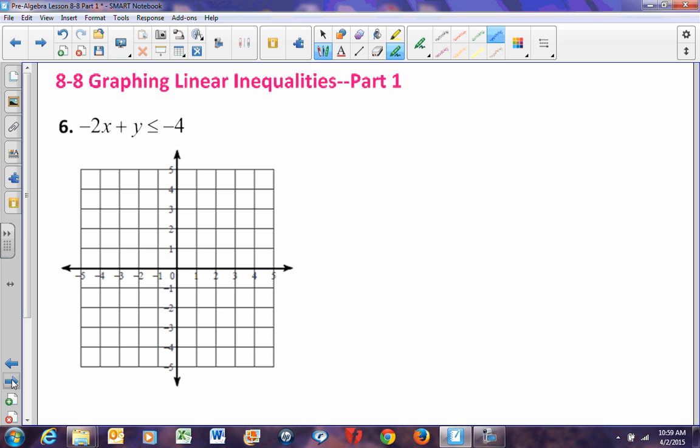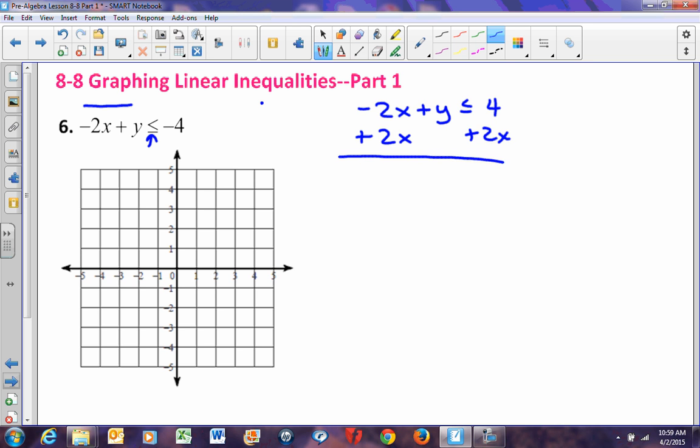If it's not in y equals form, you have to put it in y equals form. Okay, so no different than before. We have this lovely equation here. And I already know it's going to be a solid line because I can see the equal to sign right there. So I now have, I'm just going to rewrite this over here, negative 2x plus y is less than or equal to 4. So I need to add 2x to both sides. So I get y is less than or equal to 2x plus 4.